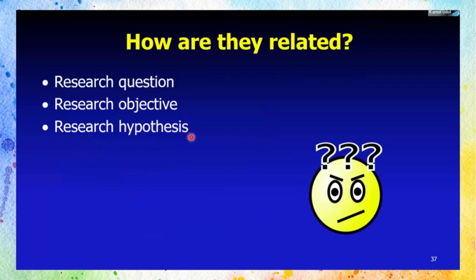Okay, now you know what a clear and specific research question looks like. When you get your research question, you can determine your research objective and your research hypothesis. Actually, these three things are closely related. I will show you in an example that they are actually the same thing: research question, research objective, and research hypothesis.